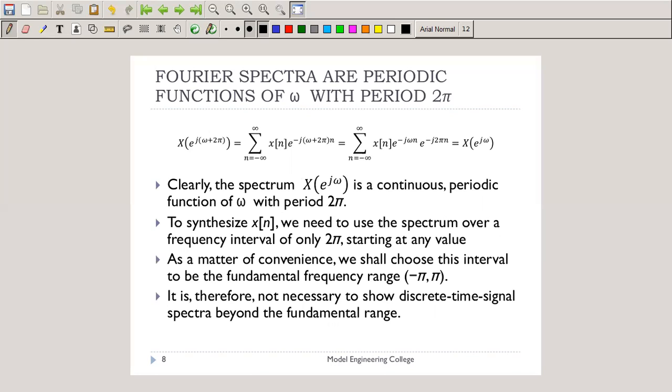Starting from any value of omega, we require only an interval of 2 pi. That is, we can use minus pi to pi, 0 to 2 pi, or 2 pi to 4 pi, etc. Any interval of 2 pi can be used. But as a matter of convenience, we choose this interval to be the fundamental frequency range, that is from minus pi to pi. And if the sequence x(n) is a real sequence, then we need only consider from 0 to pi. It is therefore not necessary to show the discrete time spectra beyond the fundamental range minus pi to pi.